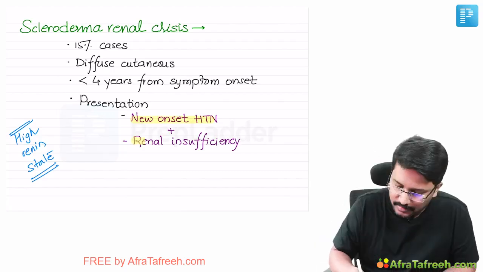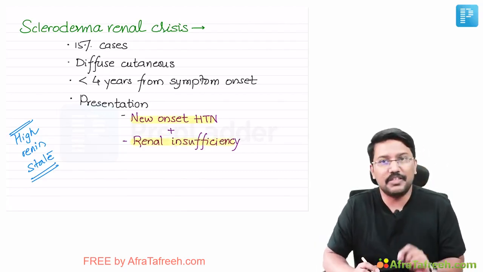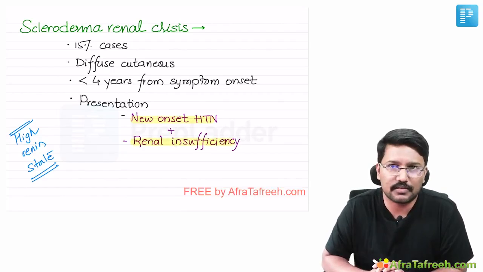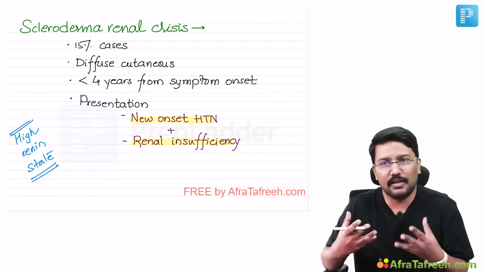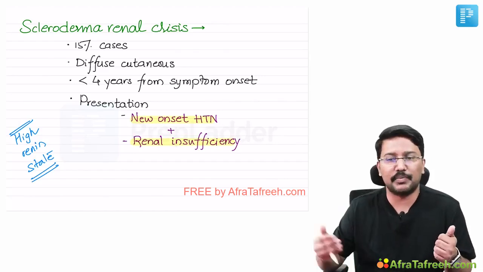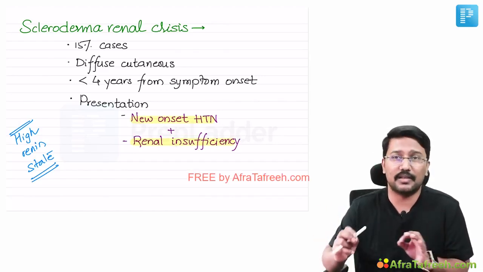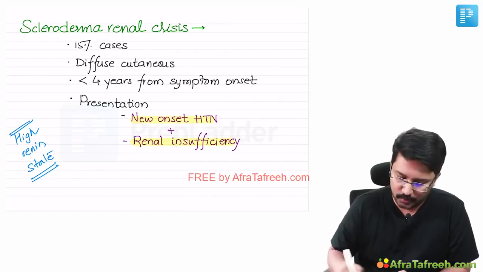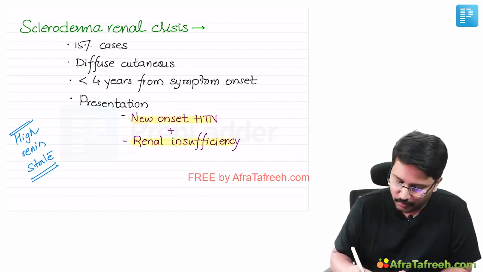So presence of renal insufficiency is considered as an essential component of the diagnostic criteria. Right? So there are various diagnostic criteria regardless of what you follow. Presence of new onset hypertension or a rapidly worsening hypertension plus renal insufficiency are considered as essential for the diagnosis. Okay.